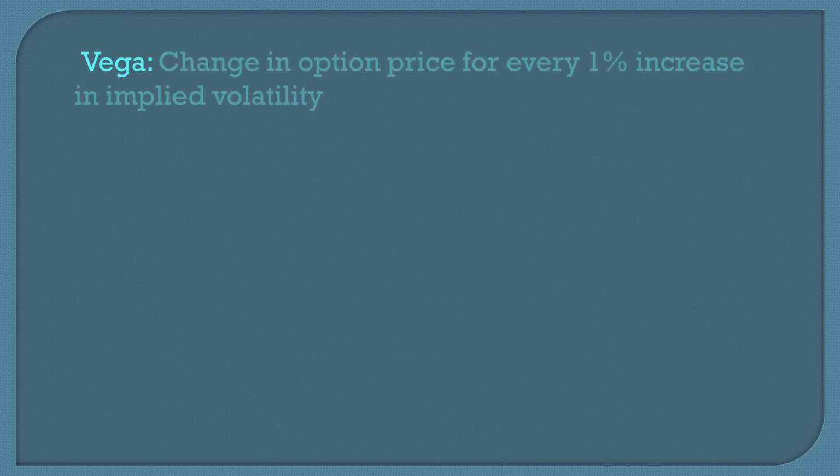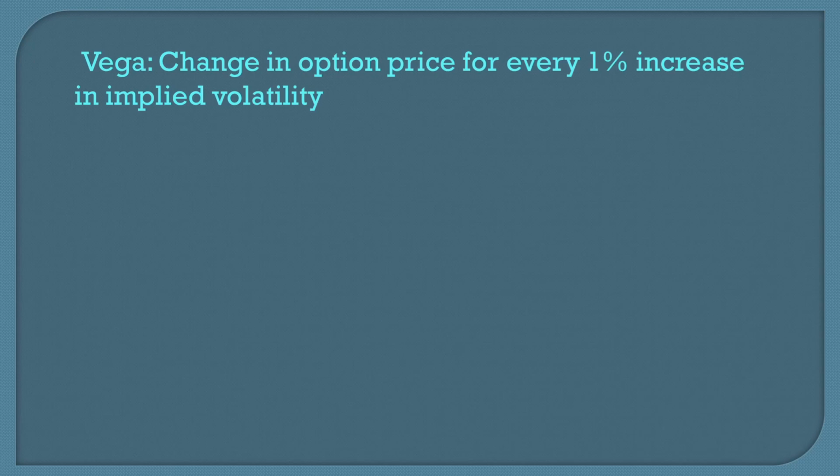So the next Greek we are looking at is Vega. Now since Vega starts with a V, this is a Greek that is linked to volatility. That's how I remember it. Vega shows you the estimated change in option prices for a 1% increase in implied volatility.